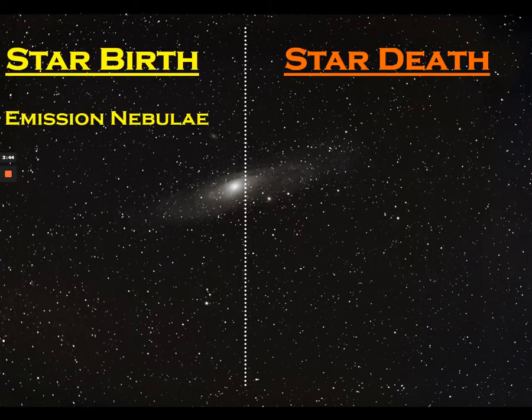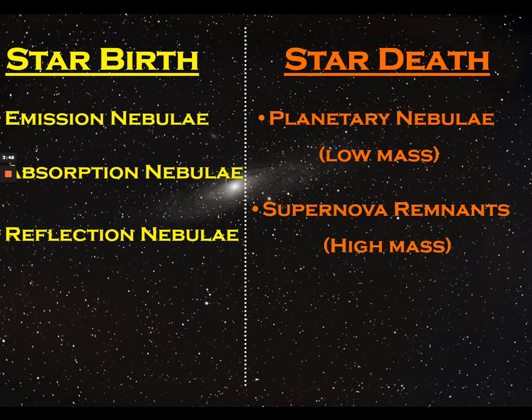So, that's what I've tried to summarize for you. But essentially, the beginning of the story for the life cycle of a star is with a nebula, and the end of the story is with nebulae as well.